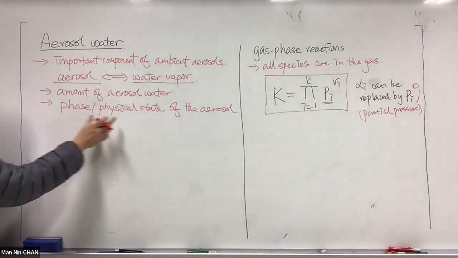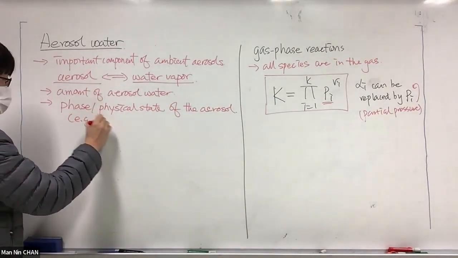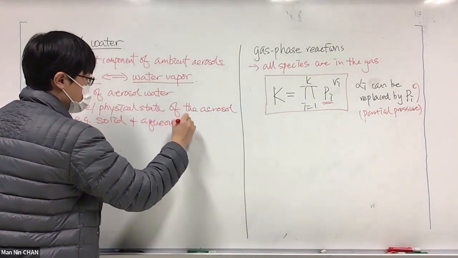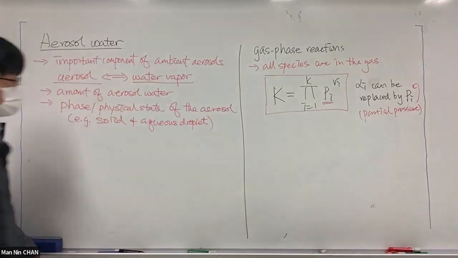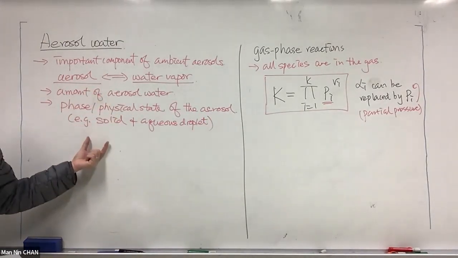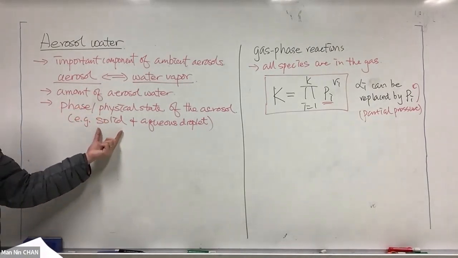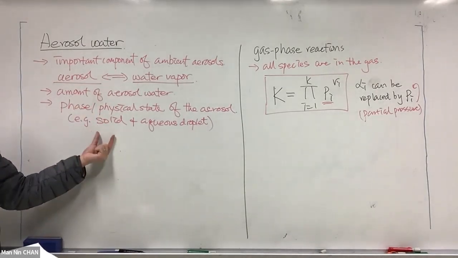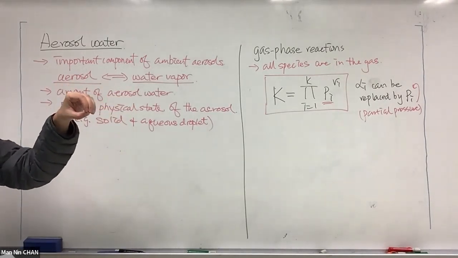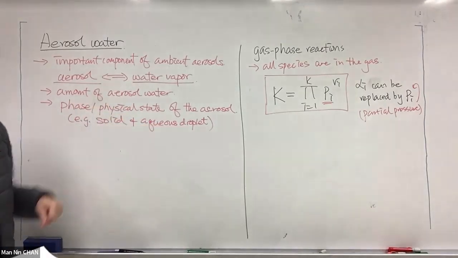So what does that mean, phase or physical state? You can have a simple case where you have a solid and an aqueous droplet. So you can imagine, if you have table salt, sodium chloride, under low RH or dry condition, it's a crystal. It's a solid. But when you expose the table salt to some water vapor under humid condition, it will absorb the water, and then eventually it will become an aqueous droplet. So this is the case here.